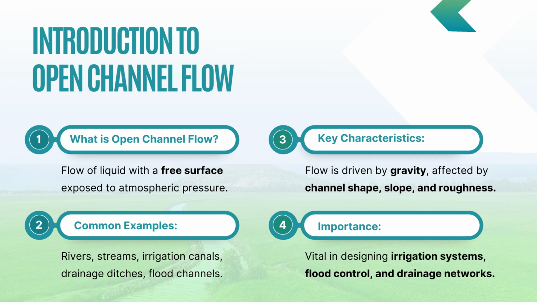Key factors like the slope of the land, the shape of the channel, and surface roughness all influence how water flows. Understanding these characteristics is crucial for engineers who design systems for irrigation, flood management, and proper drainage. In short, open channel flow is everywhere, and mastering it helps us manage water wisely and sustainably.